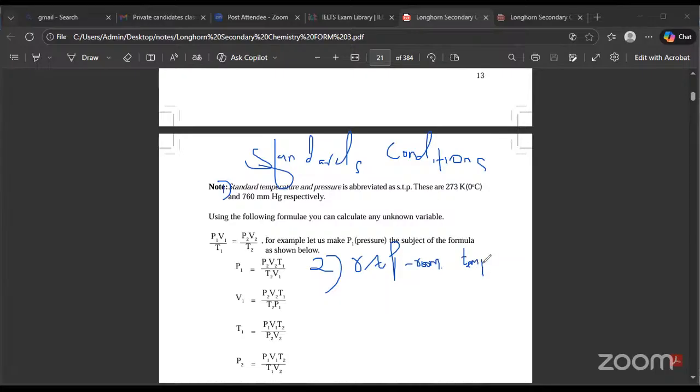Room temperature. Let me just write in full. Let me not go through shortcuts, for better understanding. What we call room temperature and pressure. We have room temperature and pressure. Now the room temperature in our case is 25 degrees.